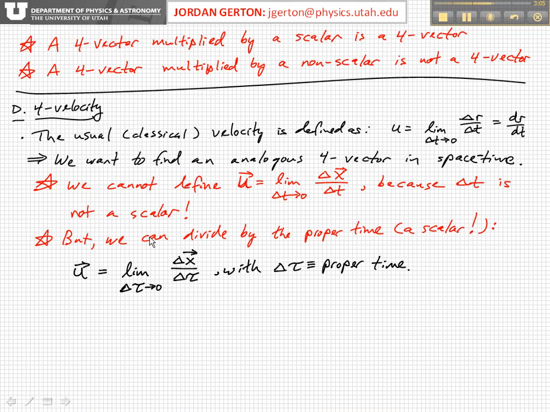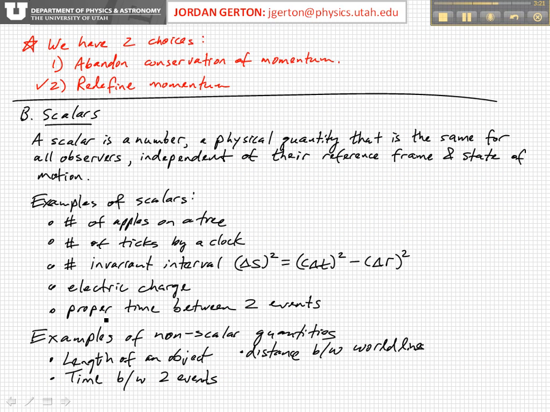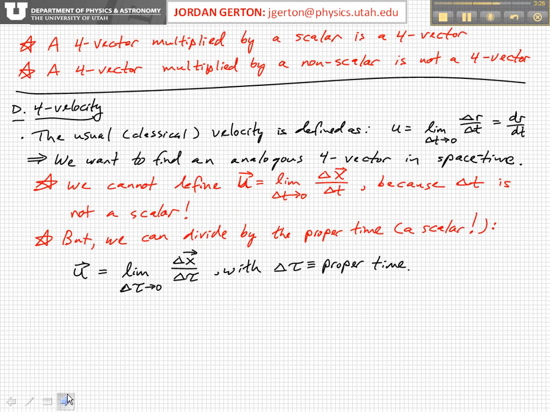But we can divide by the proper time. Remember, the proper time is a scalar, right? We even listed that on the previous view graph. An example of a scalar is the proper time between two events. So the proper time is a scalar, and that has units of time. So we can define the 4 velocity as the limit as the proper time goes to 0, where delta t is the proper time, of the 4 displacement divided by the proper time.